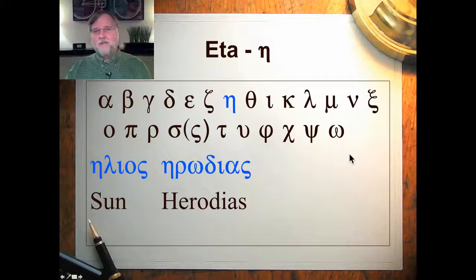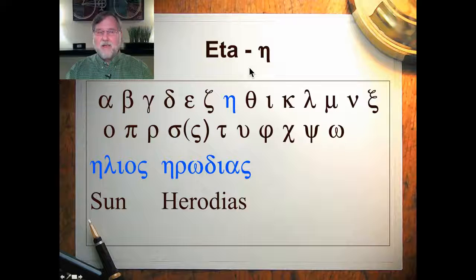Okay, another different one here. This looks an awful lot like an N. I can't argue with that. It looks an awful lot like an N, but it is not an N. Notice that the tail or the end of the letter actually comes down below the line. So if you want to think of it in English terms, this is an N with a real long tail, a real long stem here. But the letter in Greek is Eta.